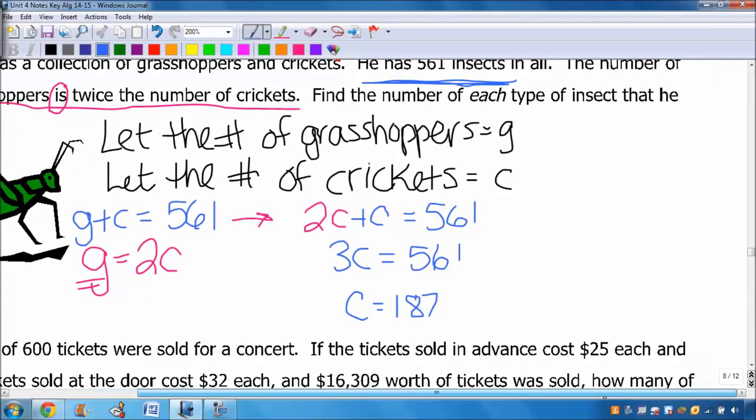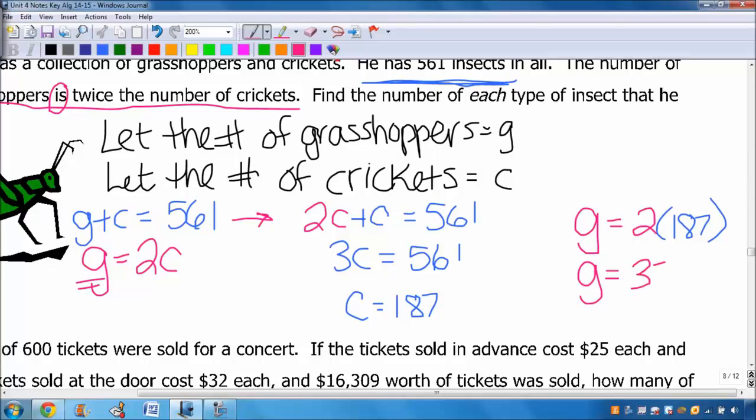Now you can just plug that into your equation, either one, to figure out how many grasshoppers there are. And I'm going to plug it into the bottom equation. Again, it really doesn't matter. So G equals 2, but instead of C, I'm going to replace it with 187. Okay, so that means that G is equal to 374. Okay, so we know the number of grasshoppers is 374. We know the number of crickets is 187.